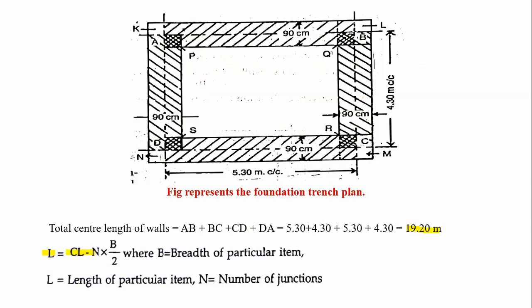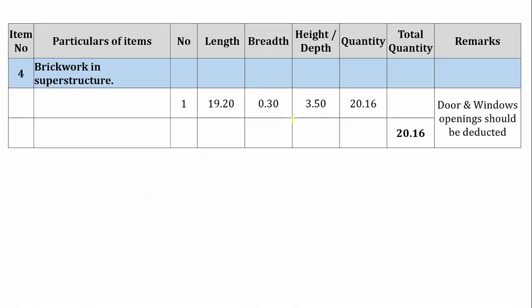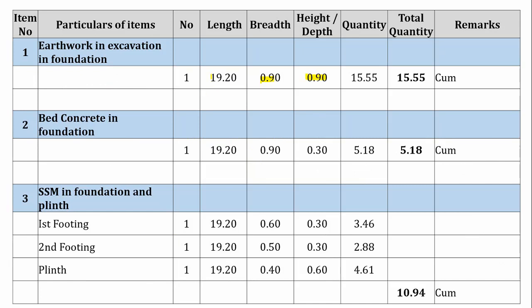In the long wall short wall method, we calculate each and every wall separately. But here, we have added up all the lengths at once and multiplied by breadth and depth. Why breadth and depth? Because they are common, so once you multiply, you get the answer. That is conceptually what we do in the centerline method.